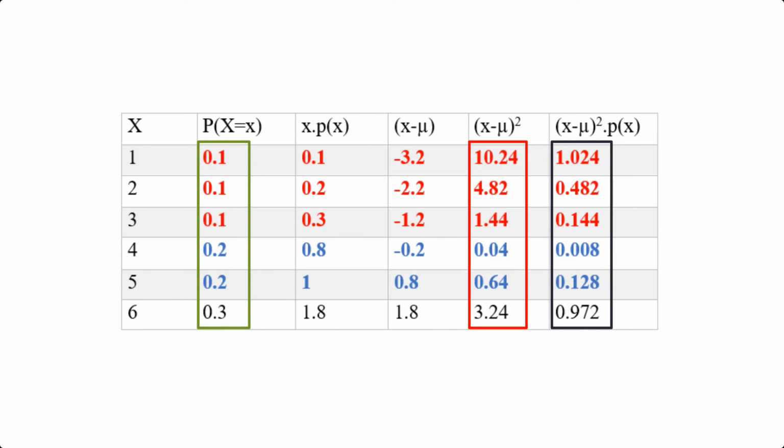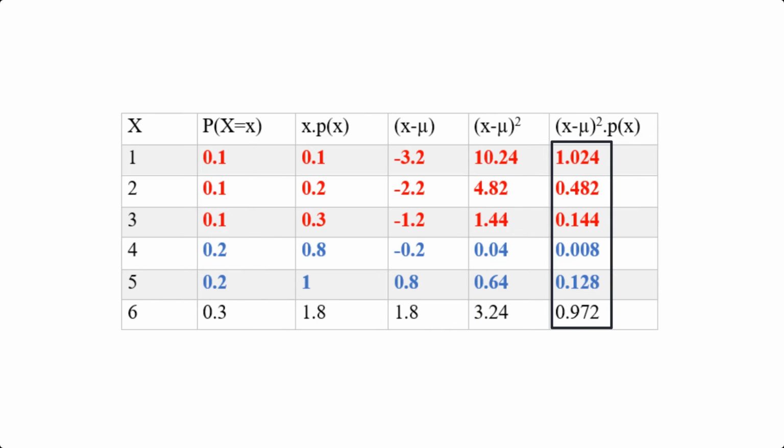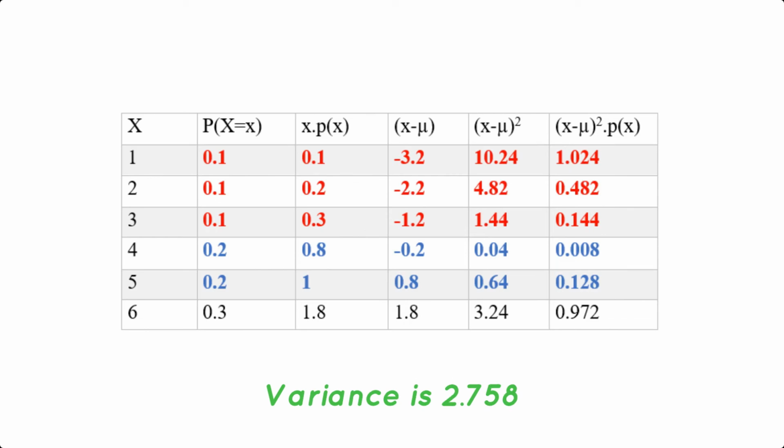So we have this, and then the sum of all of this is going to give us the value of the variance. So that means 1.024 plus 0.482 plus 0.144 down to 0.972 is going to give us the value of the variance, and when we sum this, we have our answer to be equal to 2.758. So the value of the variance is equal to 2.758.